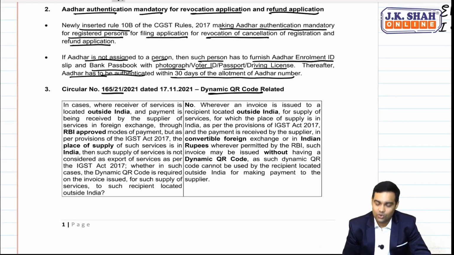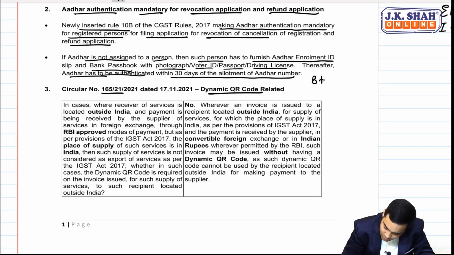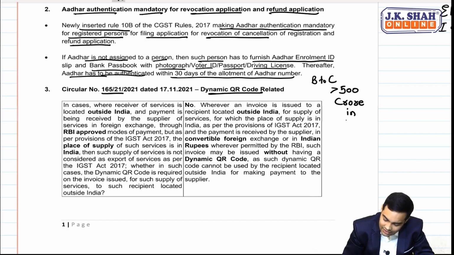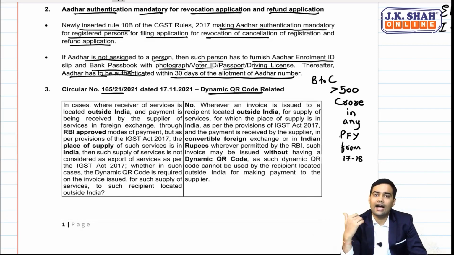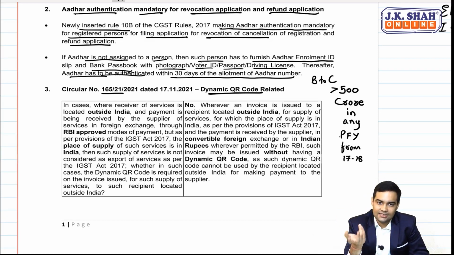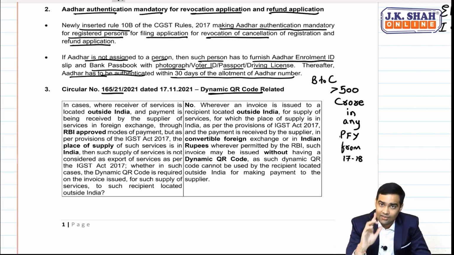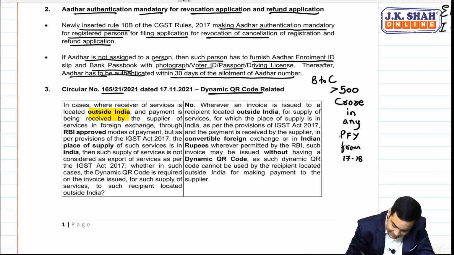Okay. One small change in dynamic QR code. What is dynamic QR code, sir? On B2C invoices, there will be a dynamic QR code and it is required to be put by businesses whose turnover was more than 500 crores in any preceding financial year starting from 17-18. Now, see, for dynamic QR code, CBIC had given various clarifications. They have changed one clarification, which is regarding an outside India transaction.